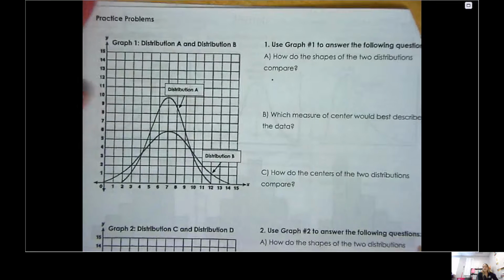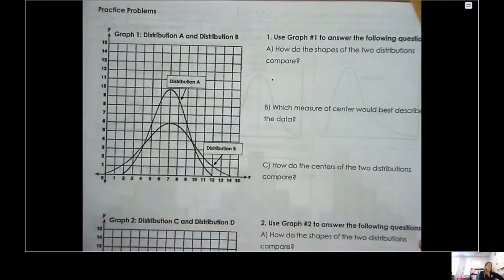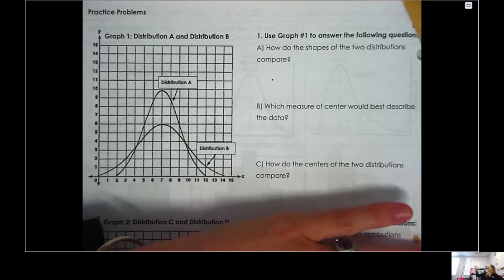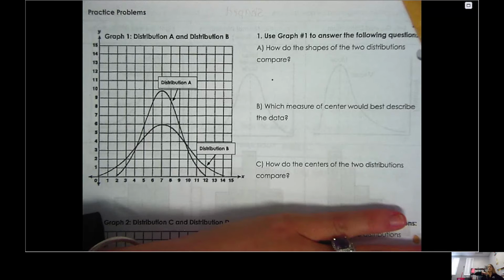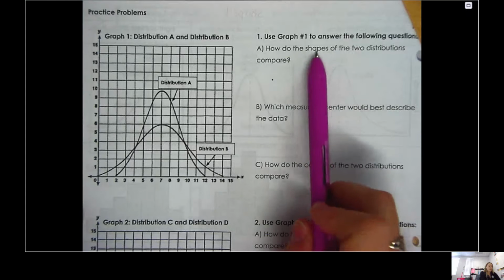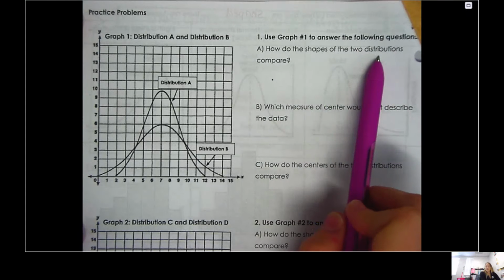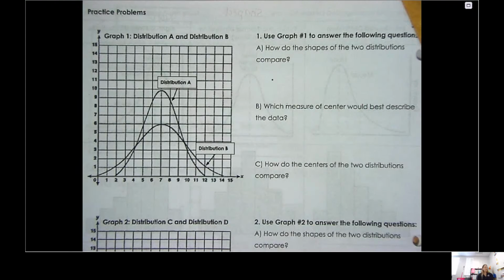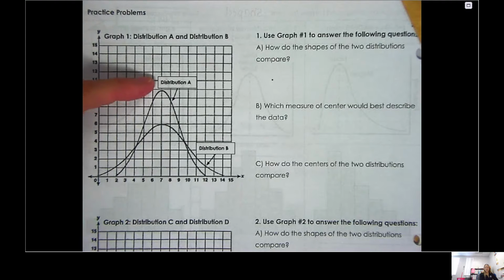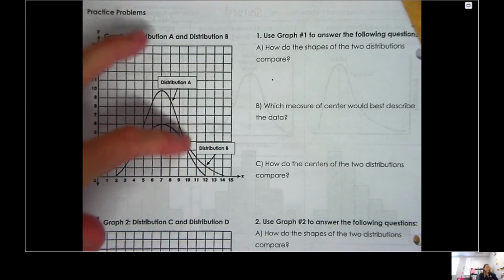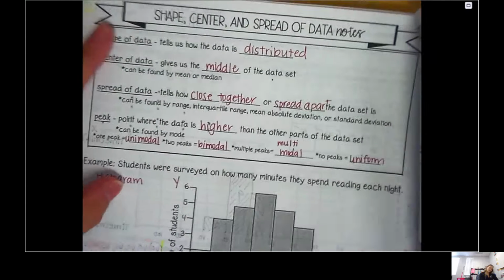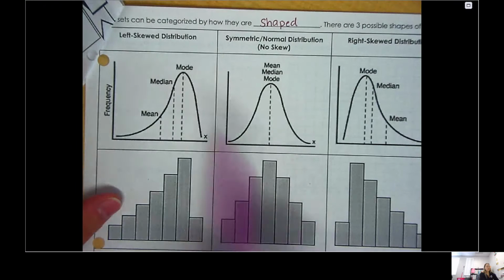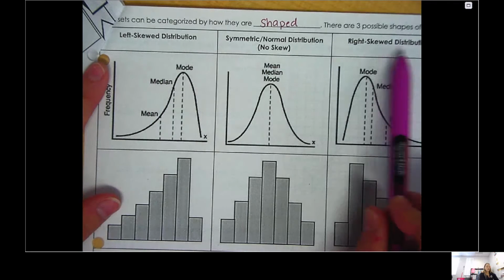So here's my first graph. In graph one, we're going to ignore everything down here. We're just looking at the top. There are two different graphs or two different distributions on the same graph. So we're going to start by looking just at the shapes of the two distributions. If you look at distribution A, right over here, to describe the shape, I'm going to come back over here, right, the shape of my graph, I want to know, is it left skewed, is it symmetric, or is it right skewed?